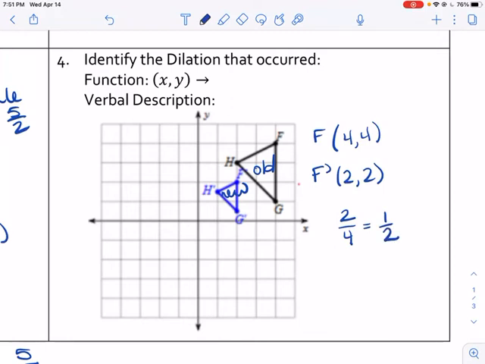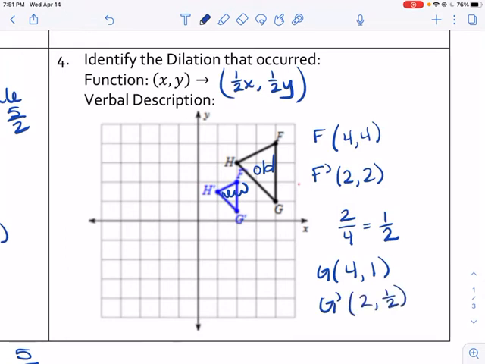Okay, I'm going to write that that's my scale factor up here. But let's just check with another point. Let's do g. So g is 4, 1. And g prime is, what is that, 2, 1/2? Okay, so does g times 1/2 equal g prime? 4 times 1/2 is 2, woohoo! And 1 times 1/2 is 1/2. So that is correct, and we write that it is a dilation with a scale factor of 1/2.